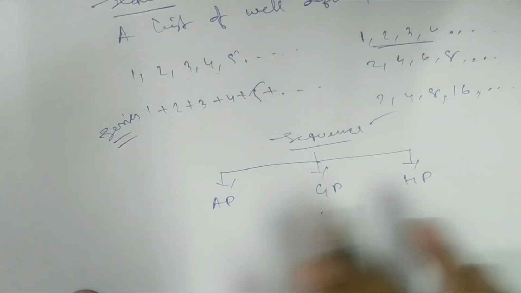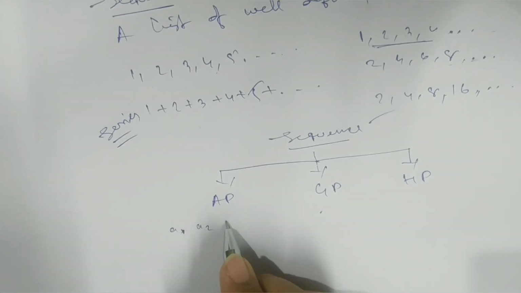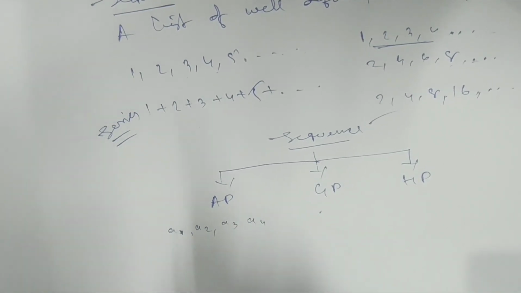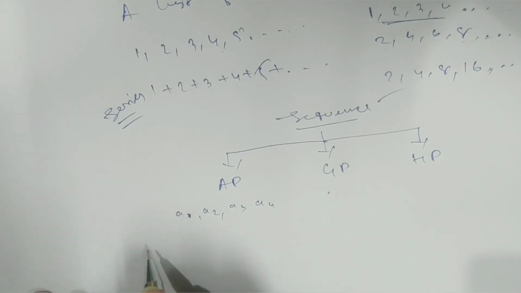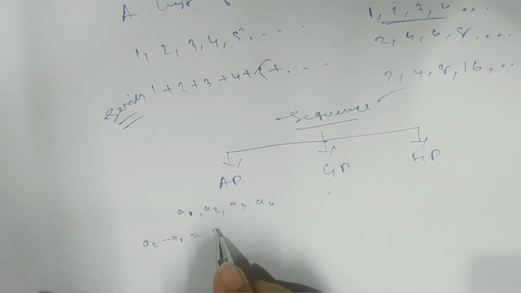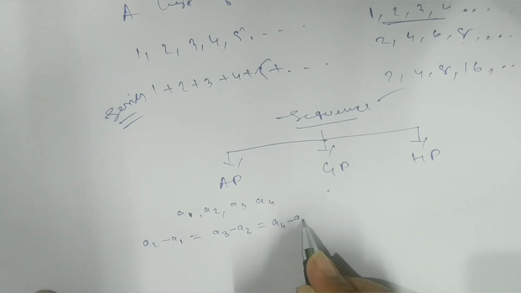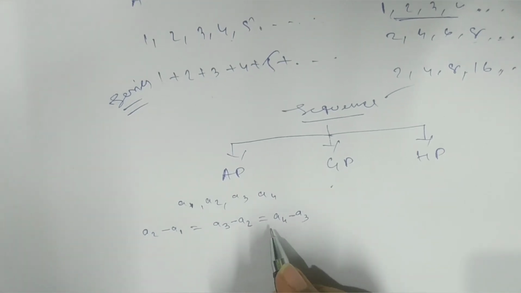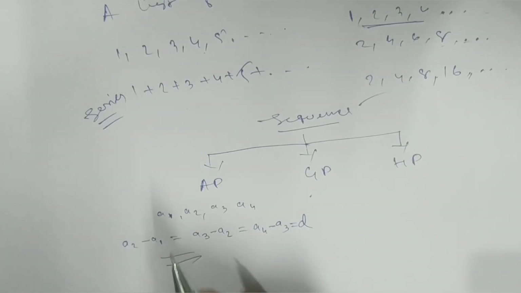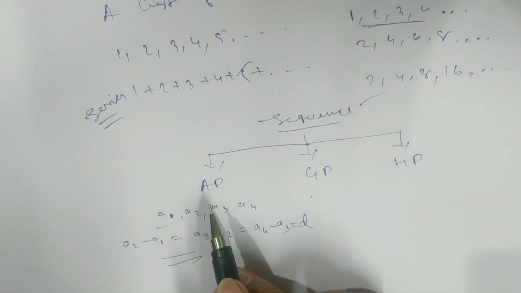Let's try to define each of them. Like if we take A1, A2, A3, A4, and say that they are in AP, then they must follow one rule. The rule is that succeeding minus preceding must be equal, succeeding minus preceding. What we have seen here is the common difference, D. If they have a common difference, then this type of sequence is called what?